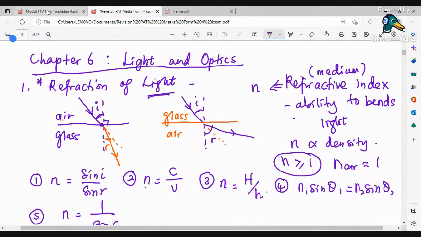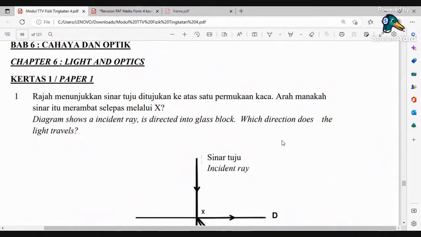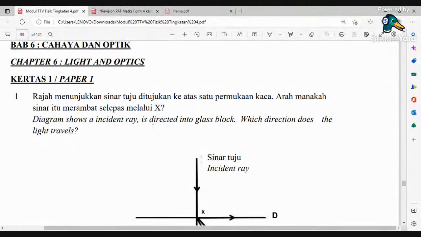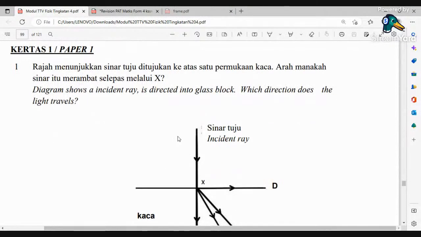Okay, let's go to our discussion actually. So this is question from Ticket to Victory. Okay, question from Ticket to Victory. Okay, we look at the questions. Paper 1 dulu. Number 1.